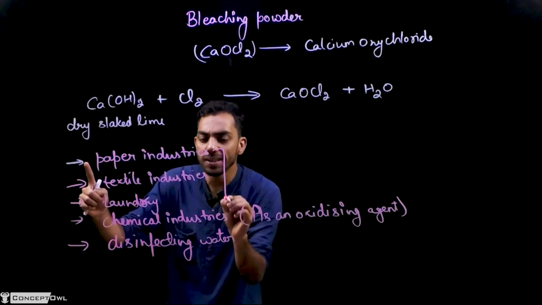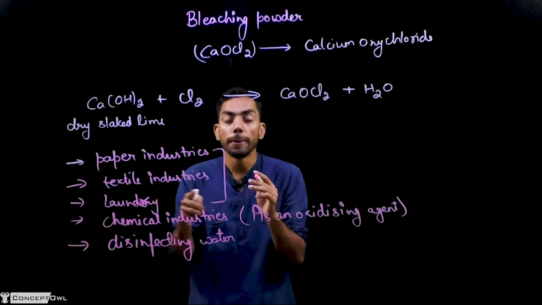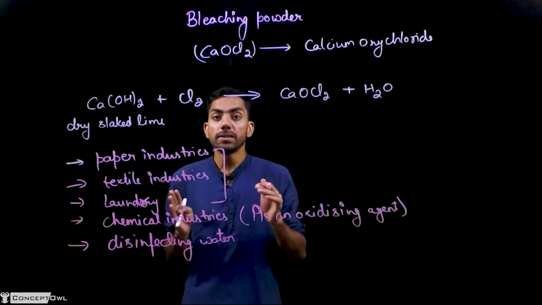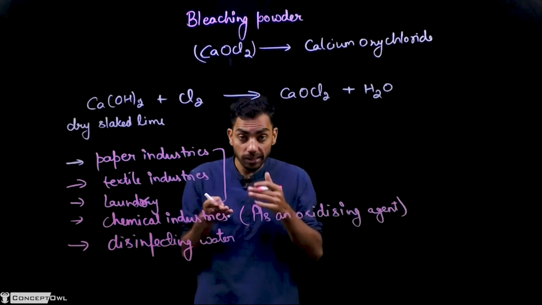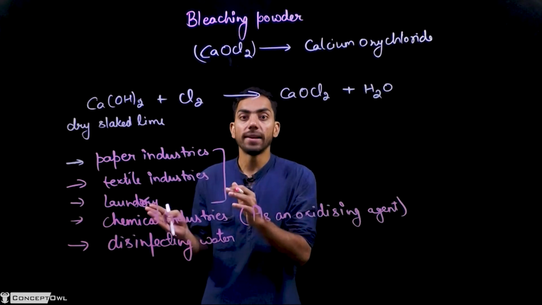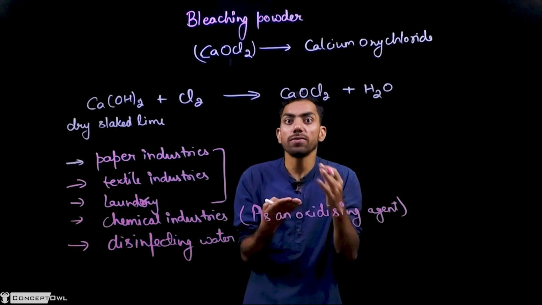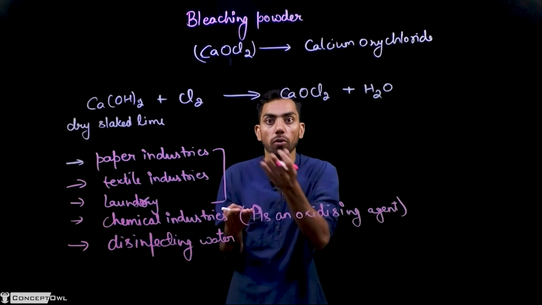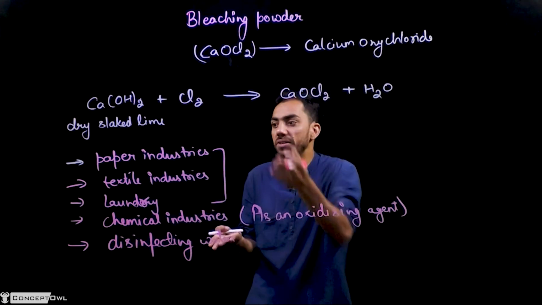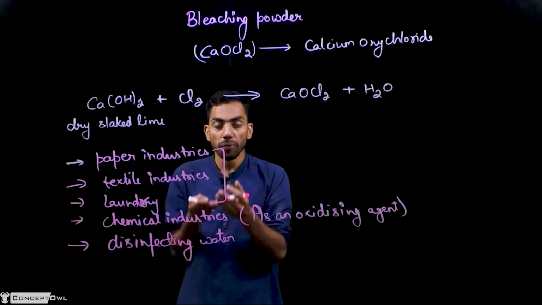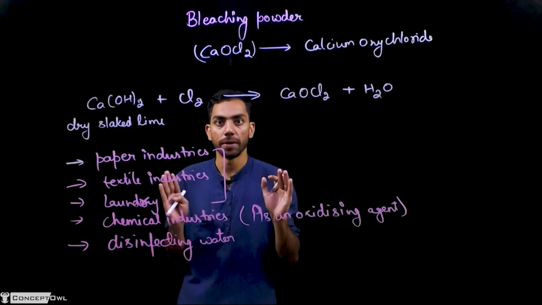So we use this bleaching powder in paper industry, textile industry and laundry for bleaching. So what does bleaching mean? Bleaching means removing of colored substance from a material. So bleaching powder can be used to remove the colored substance from a material, whether it's your paper or your textile or your clothes. So that's why bleaching powder is used in these three industries for bleaching purposes, to remove the colored substance from the material. Is this clear?